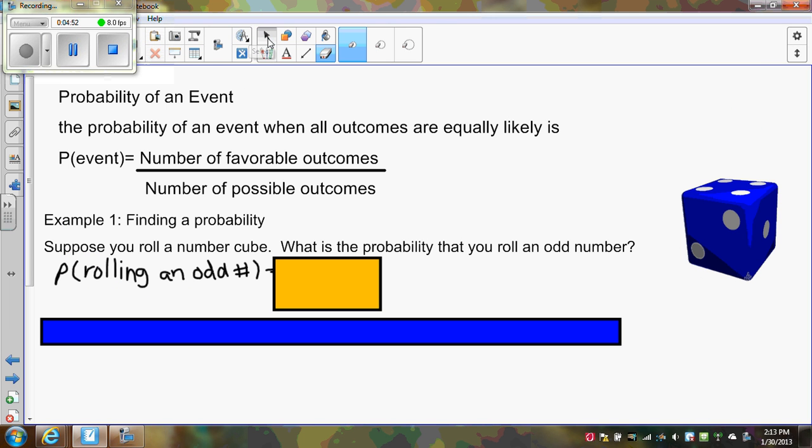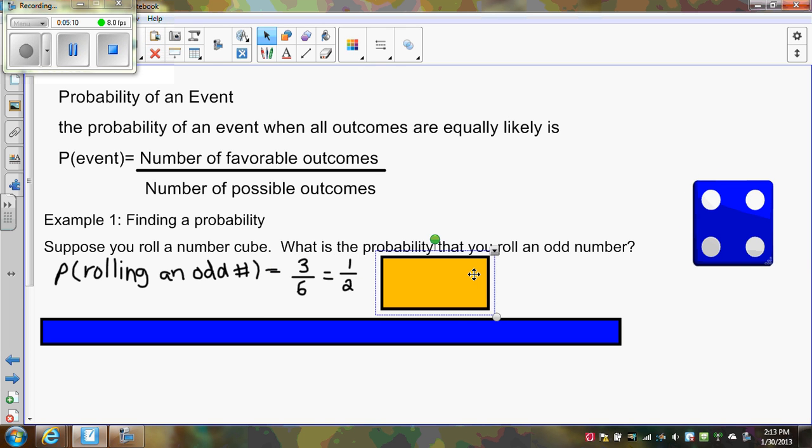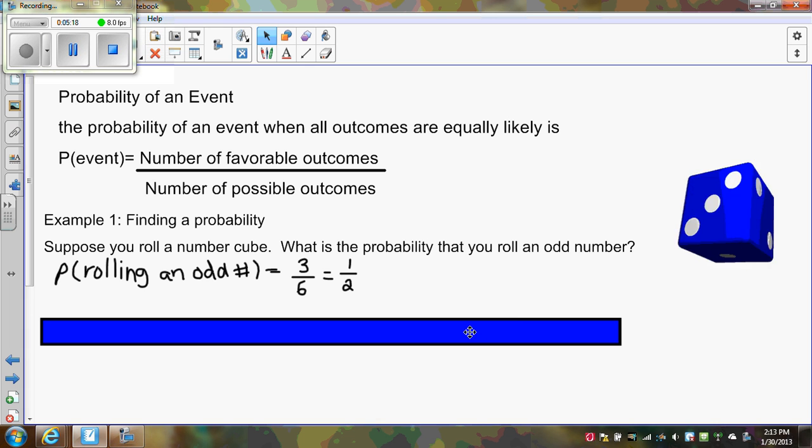So the probability of an event. The probability of an event is the number of favorable outcomes out of the number of possible outcomes. So for example, suppose you roll a number cube over here. What is the probability you roll an odd number? Well, we know there's 6 sides. 3 of them are odd. So it's 3 out of 6 possible outcomes, or 1/2. So half of the time the probability is you will roll an odd number, the other half you're rolling even.